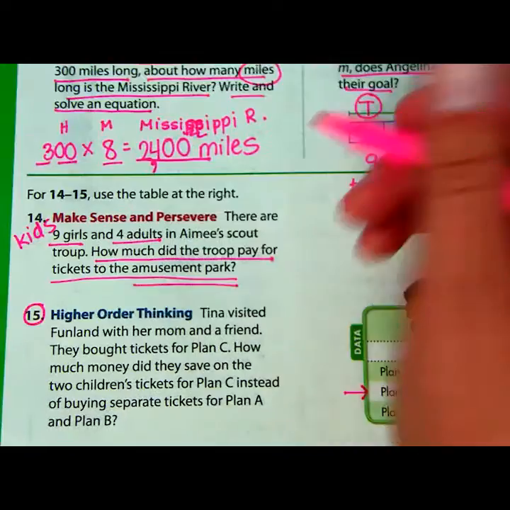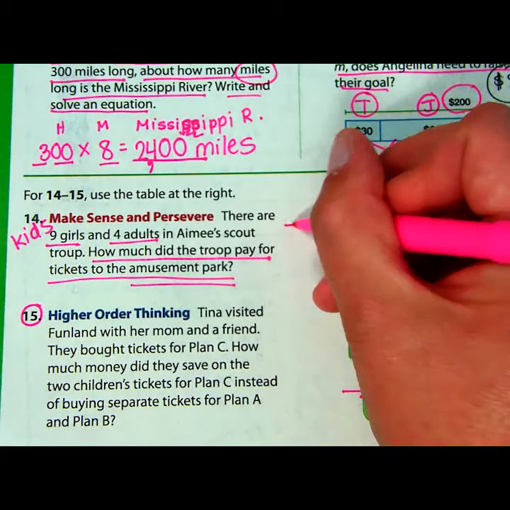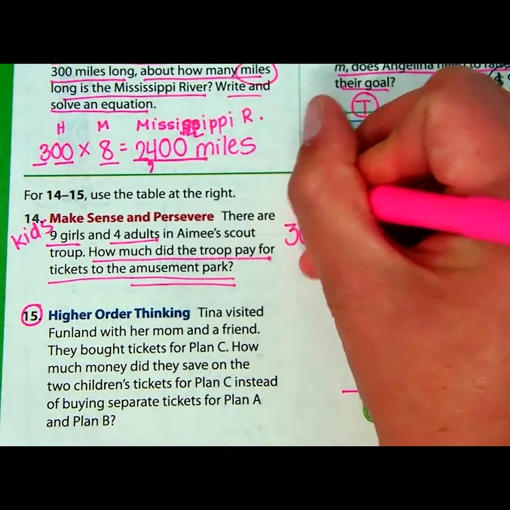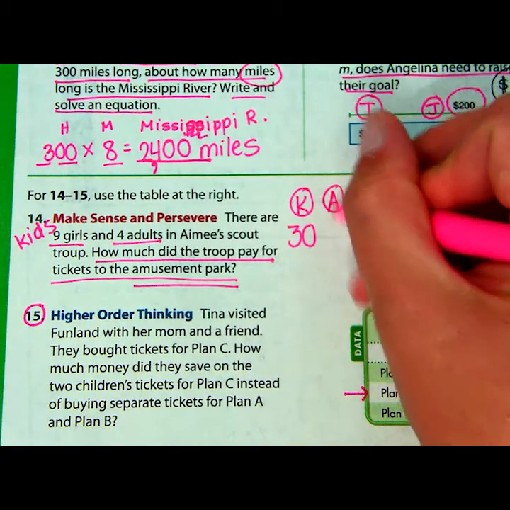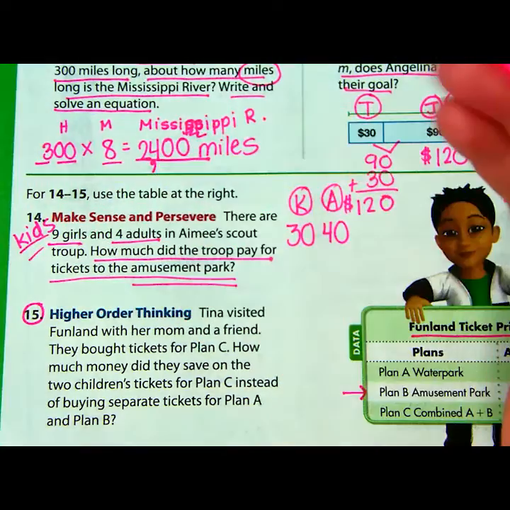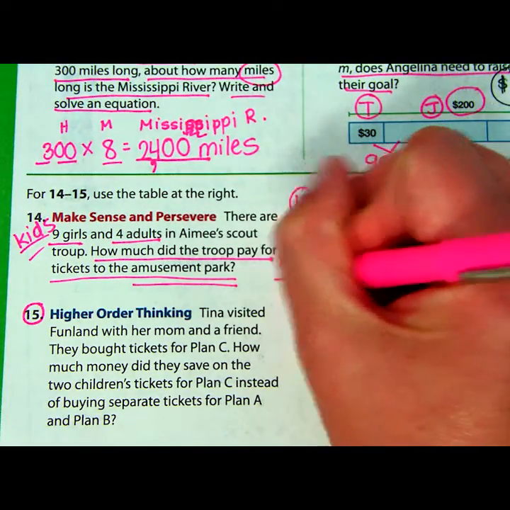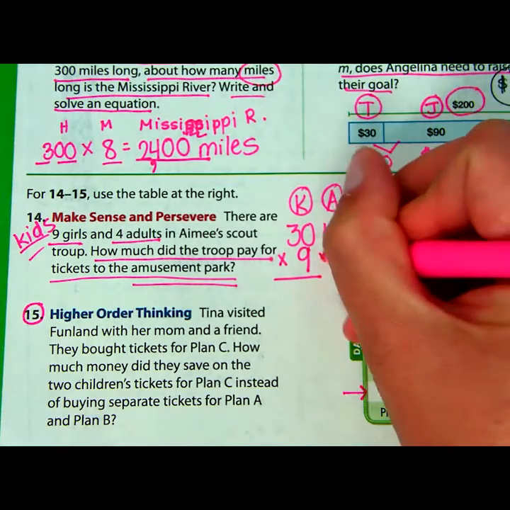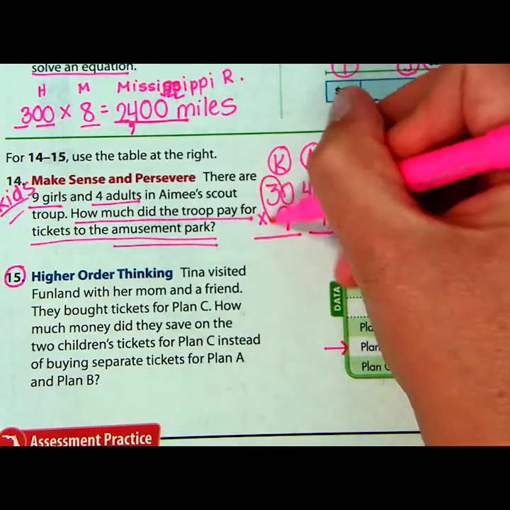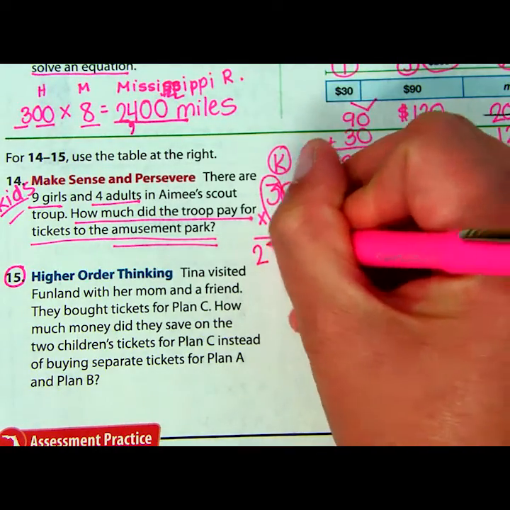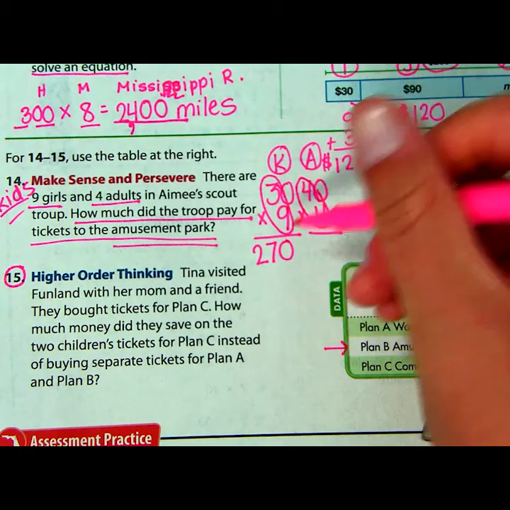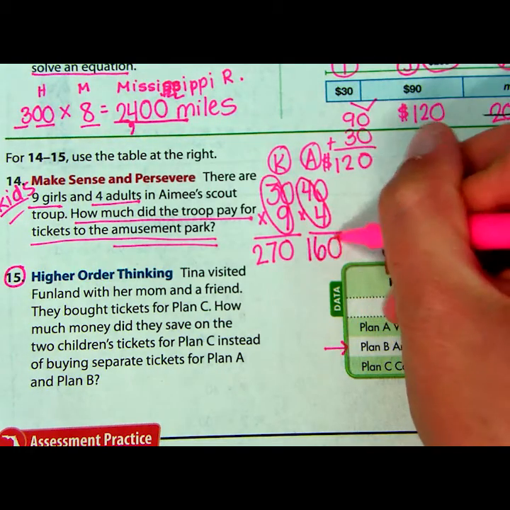So I have adult was 40. So we'll do child, we'll do kid first, and then we'll do adult was 40. So how many kids did I have? 9. And then how many adults? 4. So I have 2 separate multiplication problems there. I'm using my basic facts of 3 times 9, which is 27, and then bring down my 0. And then 4 times 4, I know that that is 16. Bring down that 0.